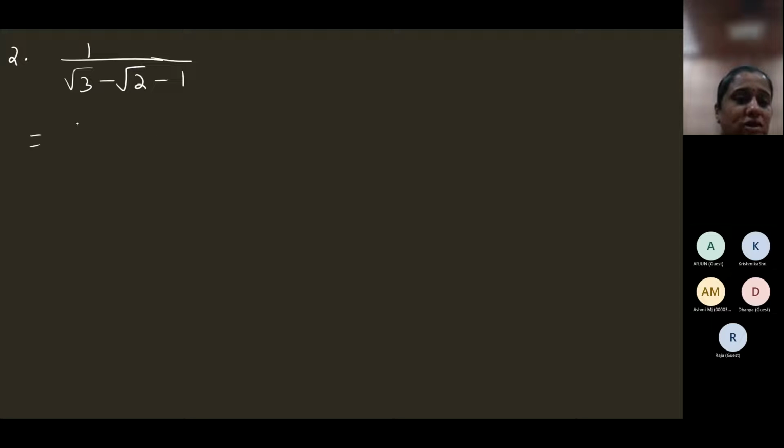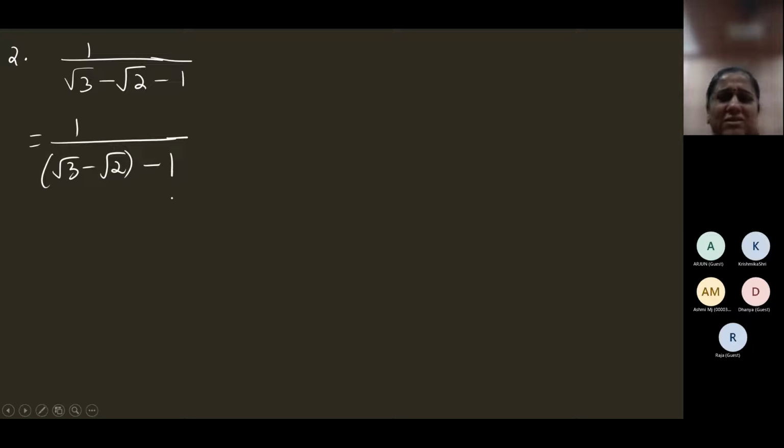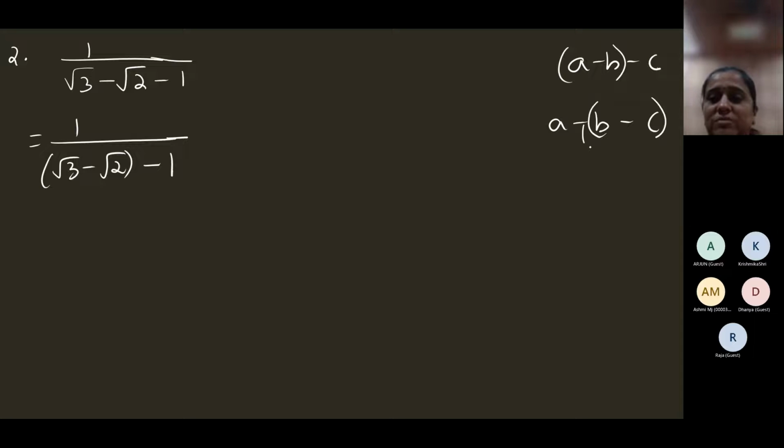For that, what you do is you write root 3 minus root 2 in a bracket and minus 1 outside like this. It's the same. See, you have a minus b minus c. You just put a bracket here. No difference. It's still a minus b minus c only. The bracket does not change anything, but if you put the bracket here, you're changing the meaning. You cannot put the bracket like this because this becomes minus b plus c.